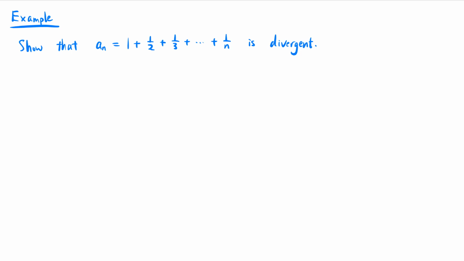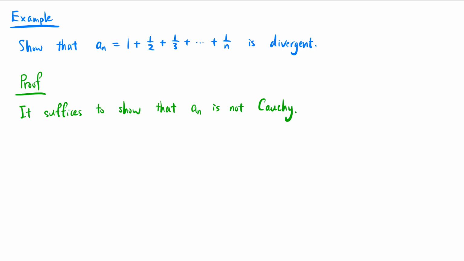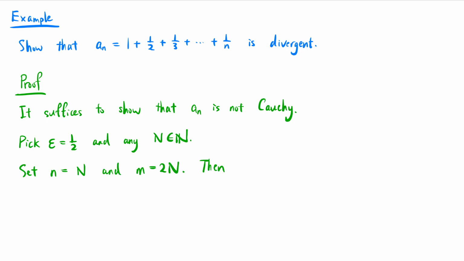As an example, let's show that the sequence a_n, defined as 1 plus 1 over 2 plus 1 over 3 plus up to 1 over n, is divergent using the previous result. It suffices to show that a_n is not Cauchy. We pick epsilon to be 1/2 and any capital N, which is a positive integer. We set n to be equal to capital N and m equals 2 times capital N.